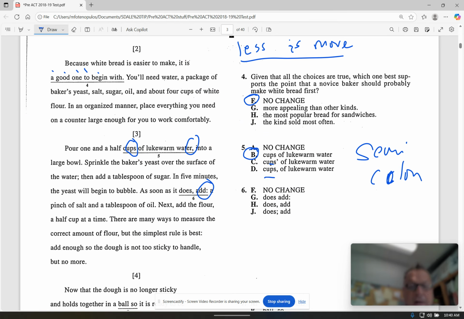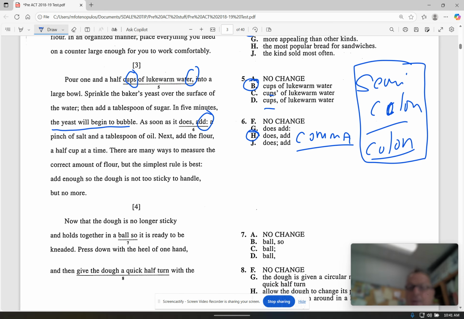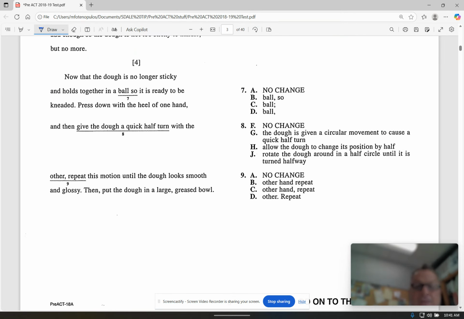Add a pinch of salt and a tablespoon of oil. Well, when do I do that? As soon as it begins to bubble. So there you go. It's just H. This is a good comma question. And notice how you've got to keep reading it around there. And it would be awesome if you understood when and where to use colons and semicolons. So there's more things to kind of start to think about when it comes to ACT English. Okay, let's keep going. Let's look at 7, 8, 9. Now that the dough is no longer sticky and holds together in a ball, so it is ready to be kneaded.